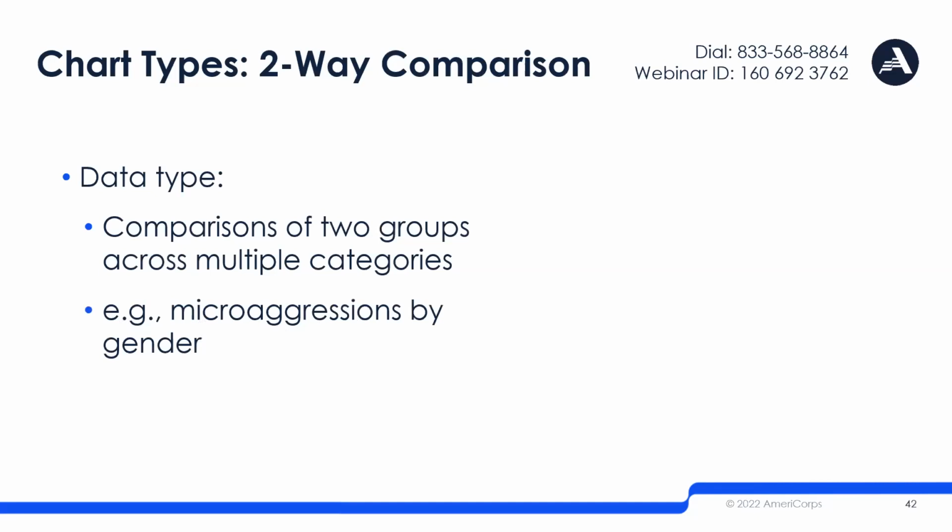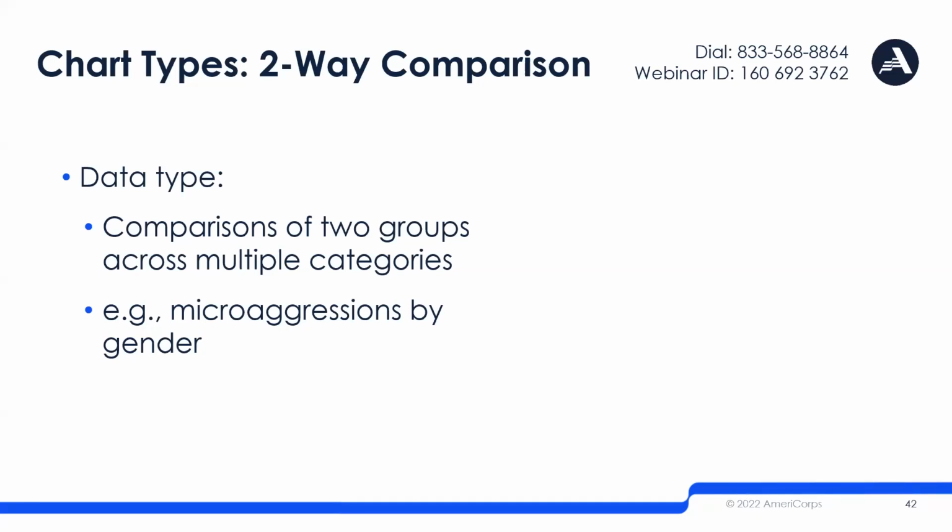And this is a deep dive into charts, so I hope you're ready for this. So getting a little more complicated, we have simple 2-way comparisons. These are comparisons of 2 groups across multiple categories. For example, using some data from the Women in the Workplace report I worked on this past year, we can look at microaggressions by gender.